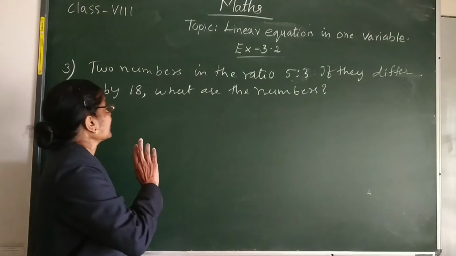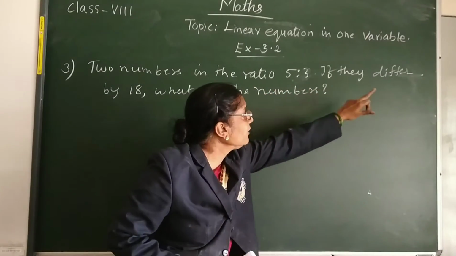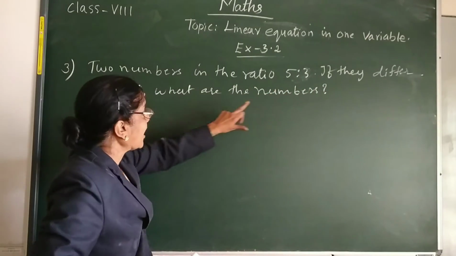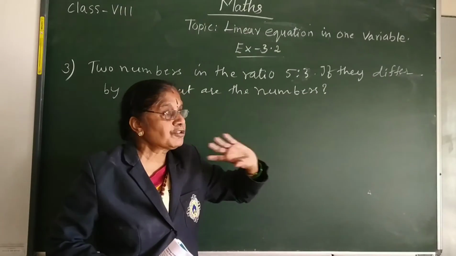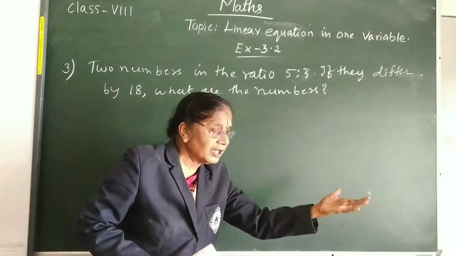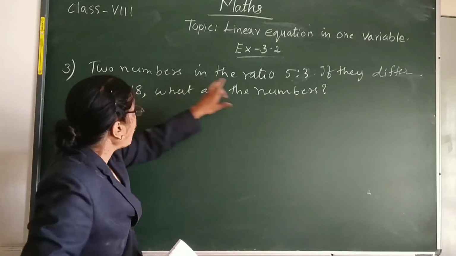Now we will see the third sum. What does the third sum say? Two numbers are in the ratio 5:3. If they differ by 18, what are the numbers? Differ means the difference between the two numbers. We have to subtract the smaller number from the bigger number, then you will get the result as 18. Then what are the numbers?